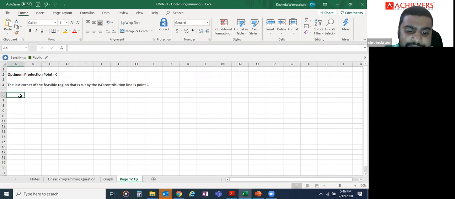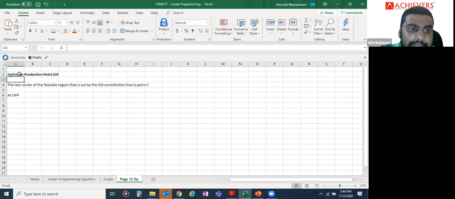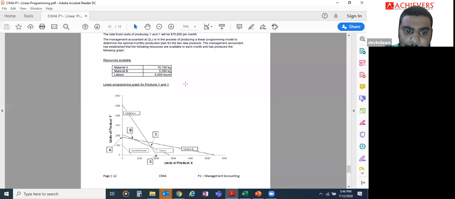Next, at the optimum production point, let's understand what are the two constraints that are intersecting. At optimum production point C, what are the two constraints that are intersecting, guys? What are the two resources? You have material A and you have labor.